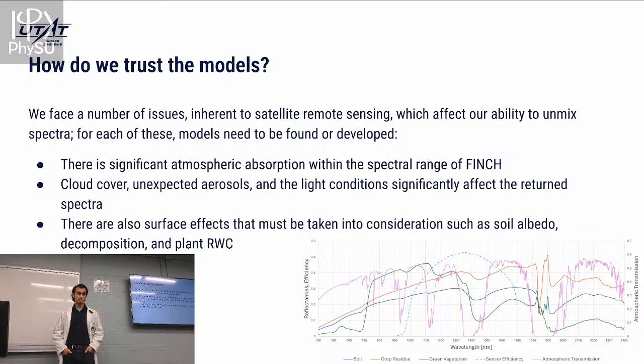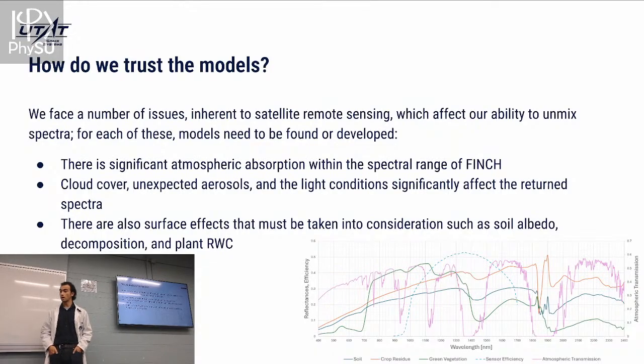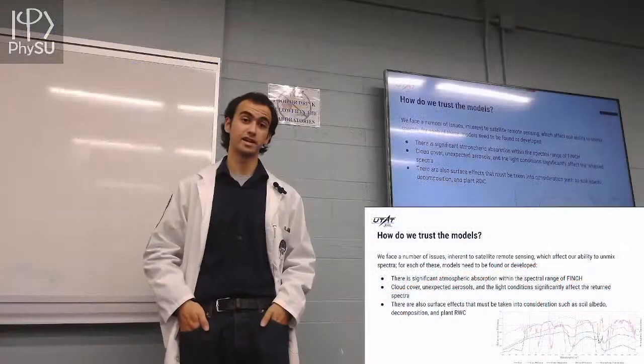We have to account, like any other remote sensing satellite mission, for cloud cover, both directly blocking the site and reflecting light from the sun themselves, drowning out the data. Aerosols in the atmosphere that are not expected in standard models, and also the day-to-day light conditions.